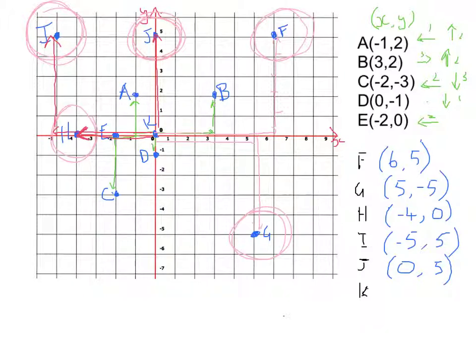And then K. To identify K, that one's tucked right in the middle here. K hasn't gone left or right, hasn't gone up or down, so it's at 0, 0. For K, we call this point the origin. Quite often it will be referred to as point O, which has the x-coordinate of 0 and the y-coordinate of 0.